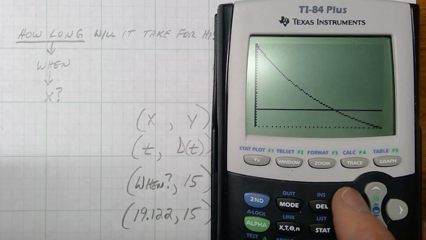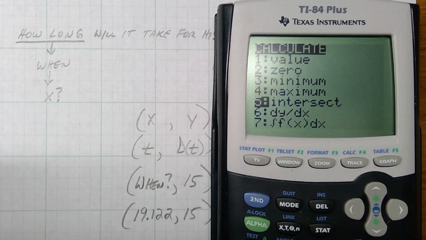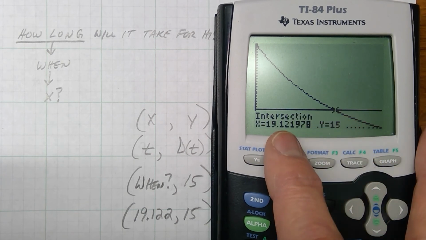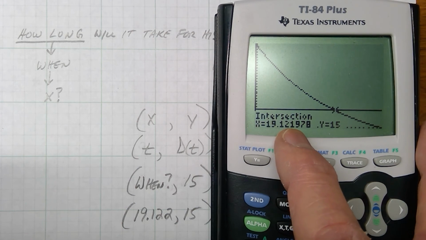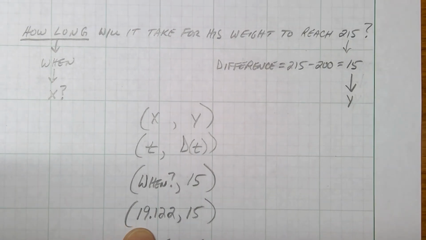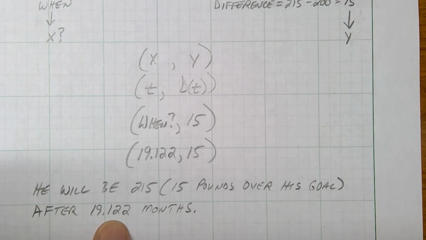What I'm looking for is where they cross. So I'm going to calculate an intersection. And if you just have two lines on there, you can just hit enter, enter, enter, and it will find the closest intersection. And there it says at 19.12, now that one's going to round up to 2. At 19.122, he hit 15. So he will be 215 or 15 pounds over his goal after 19.122 months.